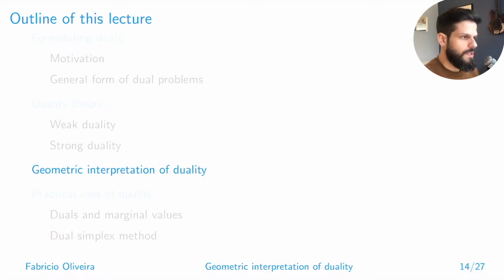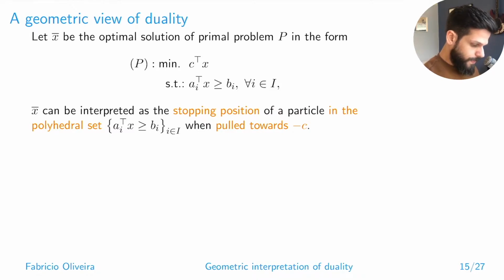Right, so now let's have a look at this geometric interpretation of duality in the context of linear programs. Let's take x bar being an optimal solution for our primal problem, and now I'm posing my problem in a way that I'm showing the constraints for each row of the matrix A individually.